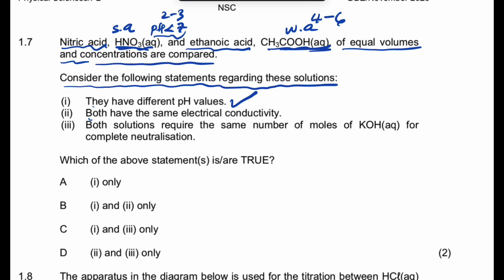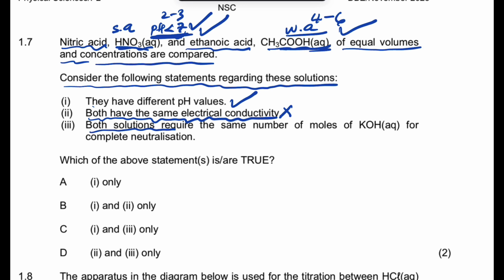Now statement number 2 says both have the same electrical conductivity. It can't. This one has the stronger electrical conductivity due to the pH and due to the strength. This is weaker, this is stronger. So high electrical conductivity, low electrical conductivity. So this one is not correct.